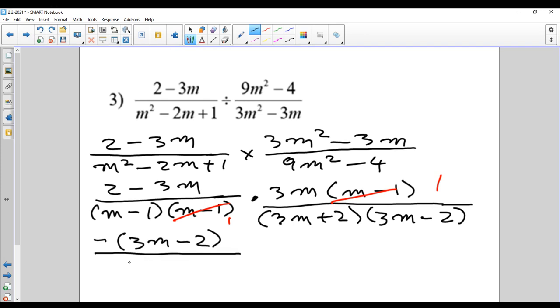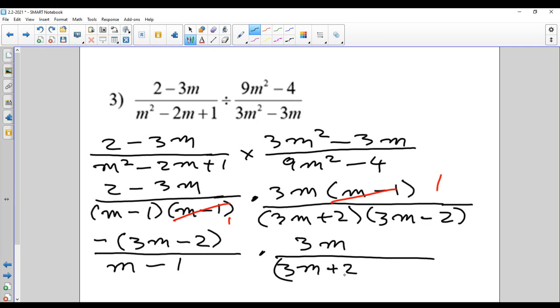Let's put what we have left on the bottom. We have an m minus 1 here times 1, which is just going to be that. Then that's times 3m on top times 1, which is just going to be that. On the bottom, we have 3m plus 2 times 3m minus 2.